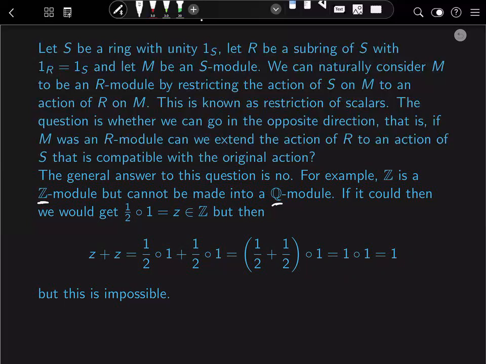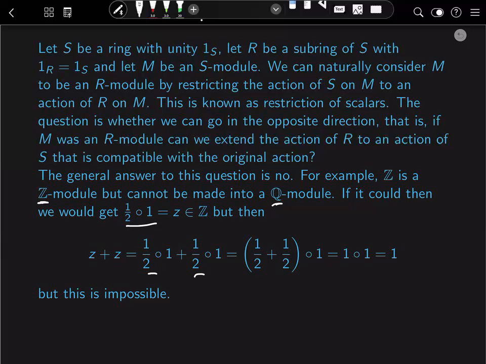We see that if we could, we would get something like this. We'd have 1/2 acting on the element 1. If Z could be made into a Q module, 1/2 acting on the element 1 would be equal to some integer z in Z. But then we would get z plus z is equal to 1/2 acting on 1 plus 1/2 acting on 1. And since this is an action, we can factor out the 1 to the right, and we get (1/2 plus 1/2) acting on 1.